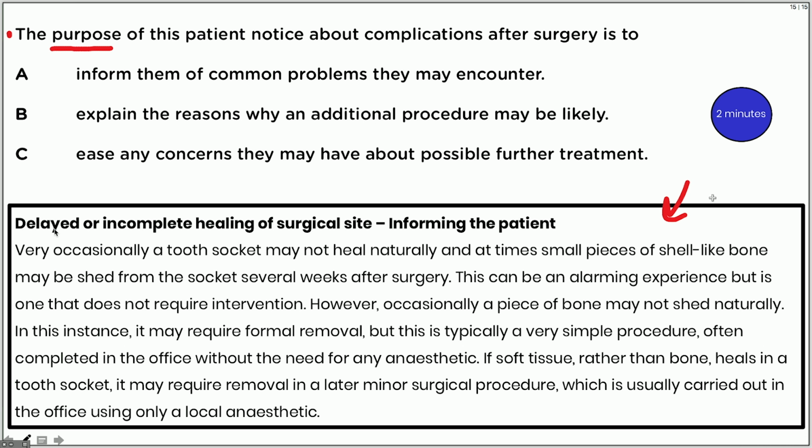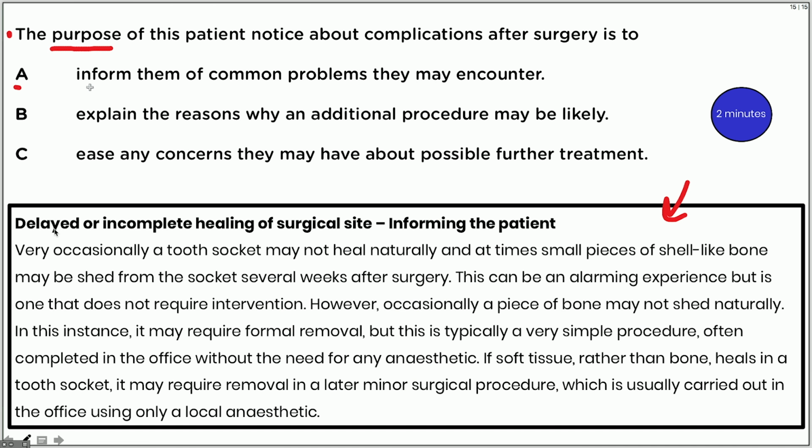However, occasionally a piece of bone may not shed naturally. Again, what is the purpose? In this instance, it may require formal removal, but this is typically a very simple procedure, often completed in the office without the need for any anesthetic. If soft tissue rather than bone heals in a tooth socket, it may require removal in a later minor surgical procedure, which is usually carried out in the office using only a local anesthetic. Okay, now that we've read the text, let's check out the answer options.